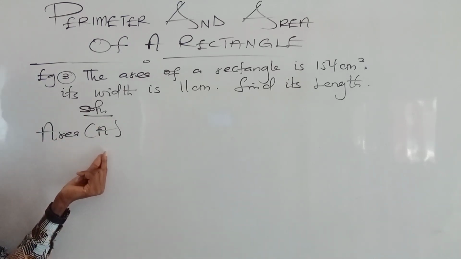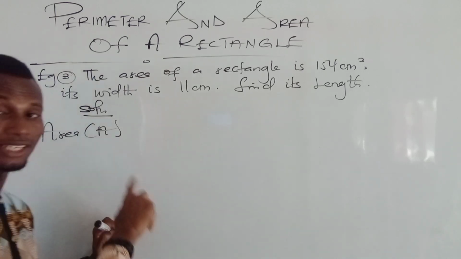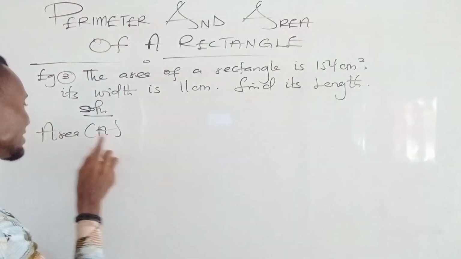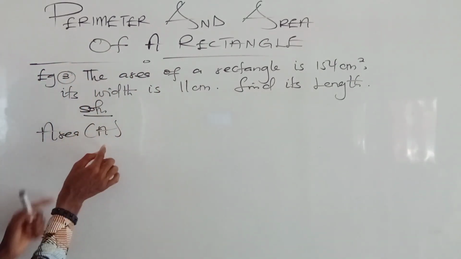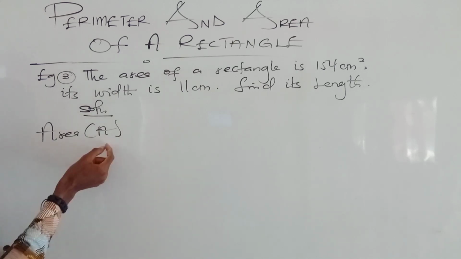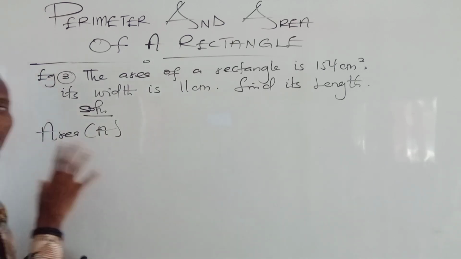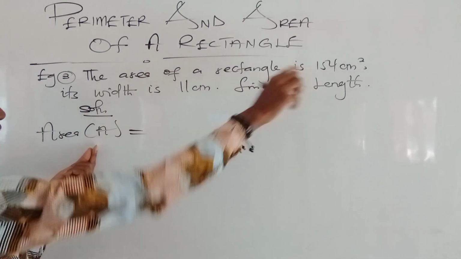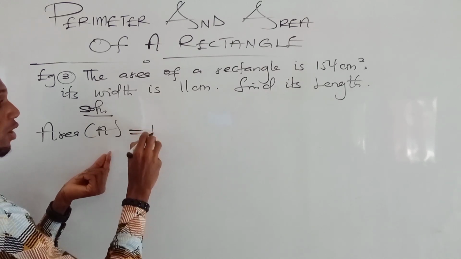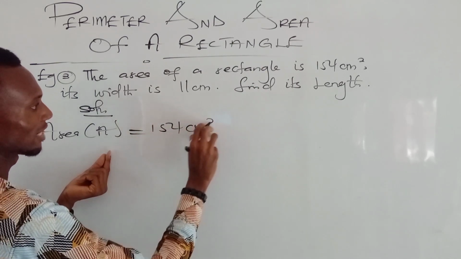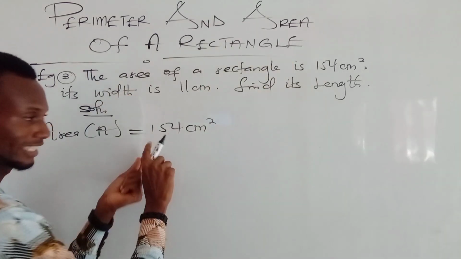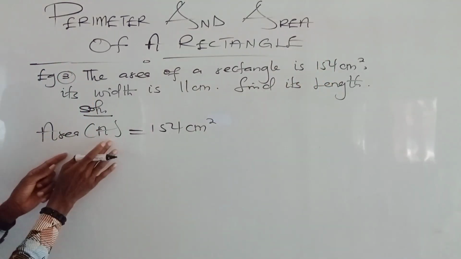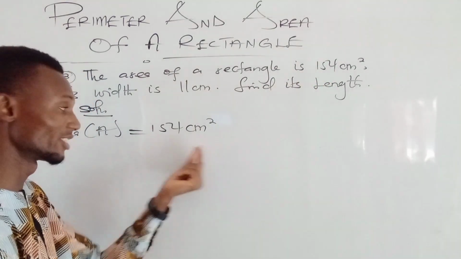That's the right way to go about it, because writing only A can represent a lot of things, but when you write area, then in brackets A, the A that you are using, you've defined it so that we know that it represents the area. So that's the correct way to go about it. So your area (A) equals, the question has given it to us, 154 centimeters square. Is means equal to, so the area of a rectangle is 154 centimeters square. So we have our area equals 154 centimeters square.